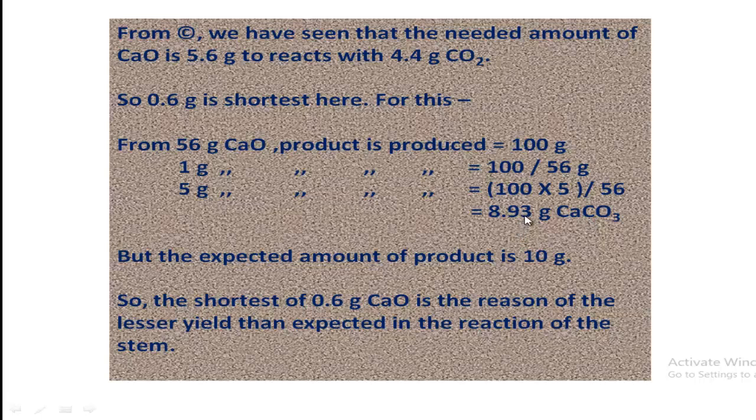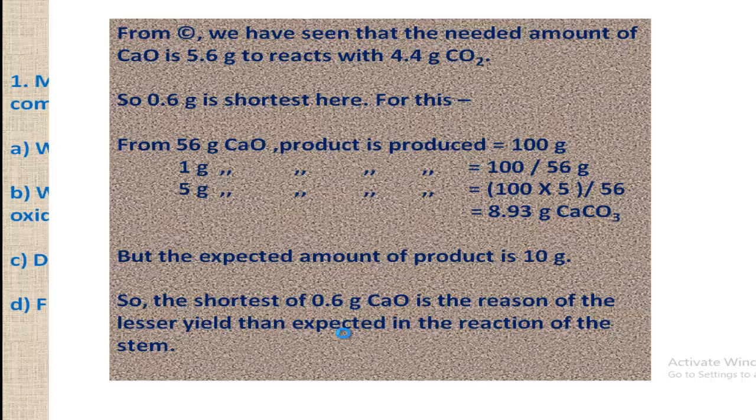carbonate. Why? Because to react with 4.4 gram carbon dioxide, the needed amount of calcium oxide is 5.6 gram, which we have seen from C number question. But only 5 gram is used. That means 0.6 gram calcium oxide is short here, and this is responsible for not getting the expected amount of product. So in this way you have to explain the answer of D number question.